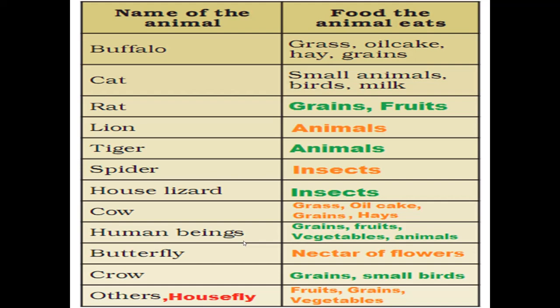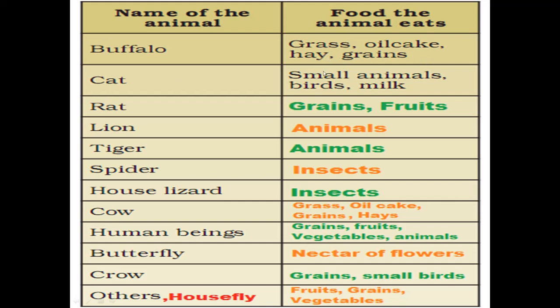Now let us move on to the next concept and learn more about what animals eat. There are many animals, so let us learn what those animals eat. So here are two columns, name of animal and the food that animals eat. Consider an example of buffalo. Buffalo eat grass, oil cake, hay and grains.